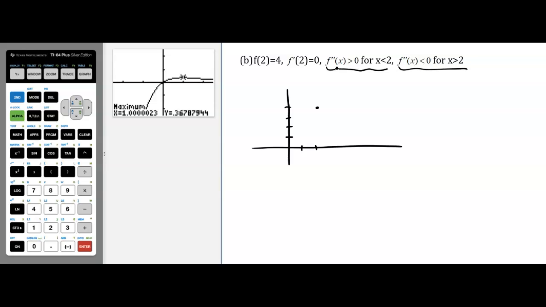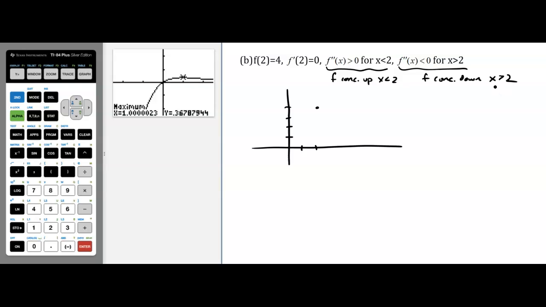One piece is our second derivative is positive when x is less than 2. And so that means our function f is going to be concave up when x is less than 2. And then our function is going to be concave down when x is greater than 2. So we need to somehow think of how we can draw this where we're going to have a horizontal tangent line at this point, and then we're going to go from concave up when x is less than 2 to concave down when x is greater than 2.